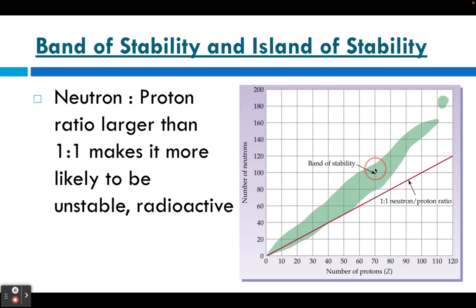And so if the neutron-proton ratio is larger than 1-to-1, it's more likely to be unstable and radioactive. So if you get too many, you'll be more unstable. So here, if you're in this band, you're going to be stable.